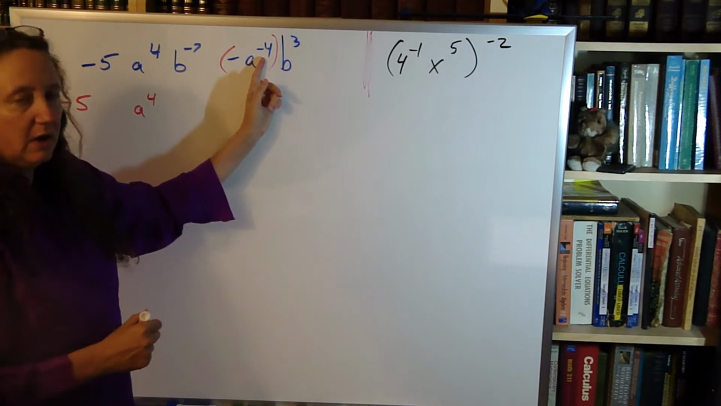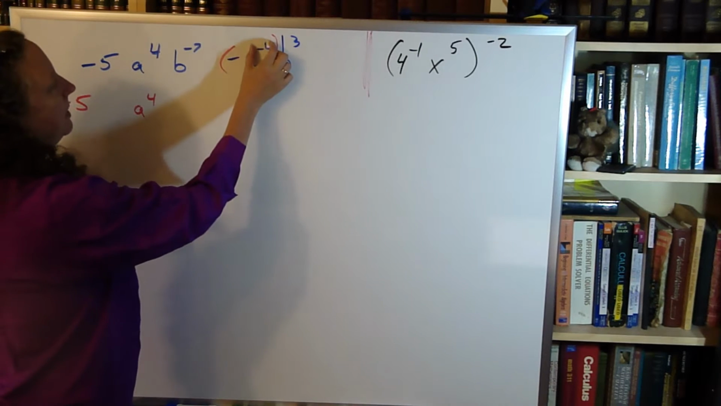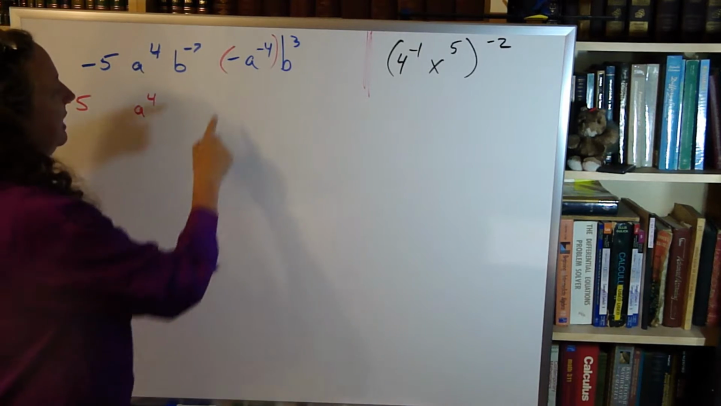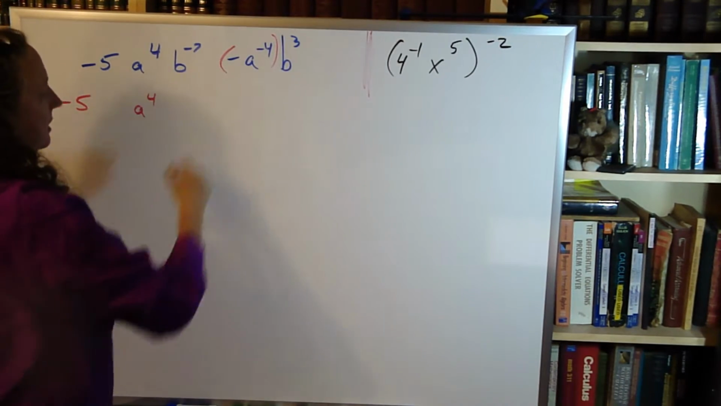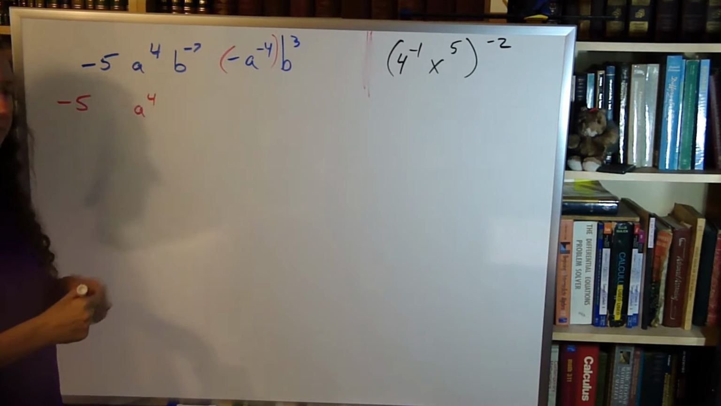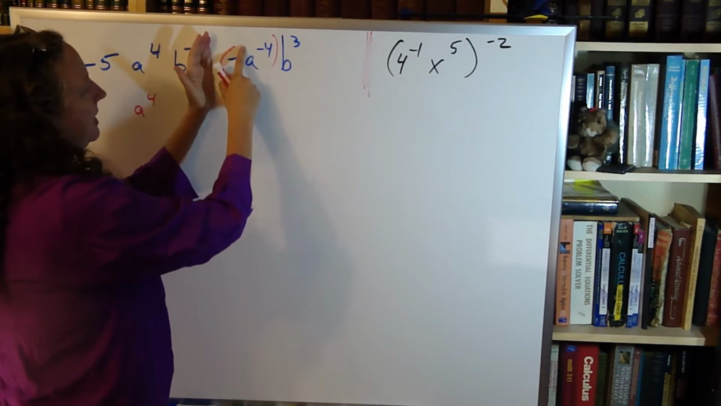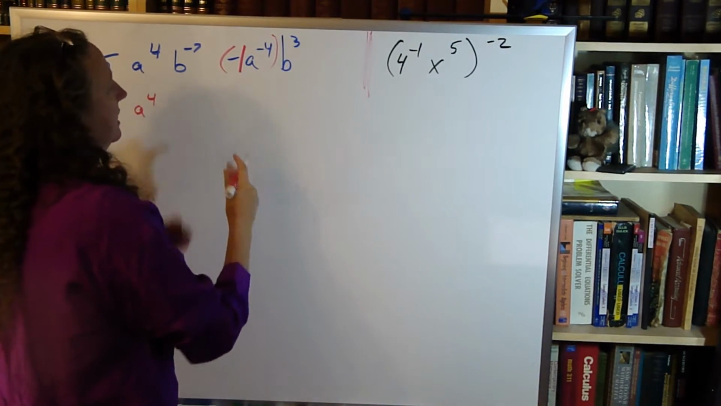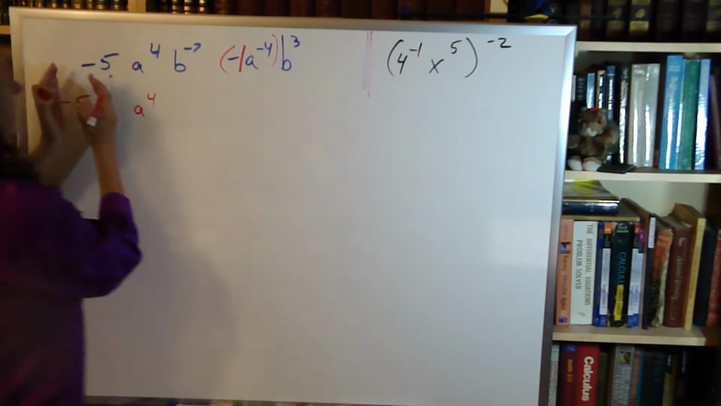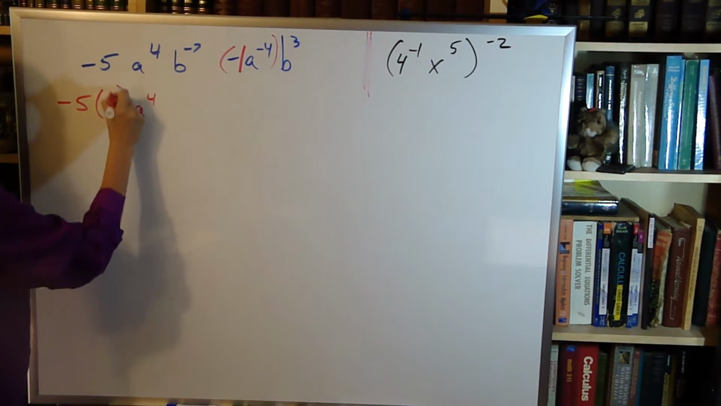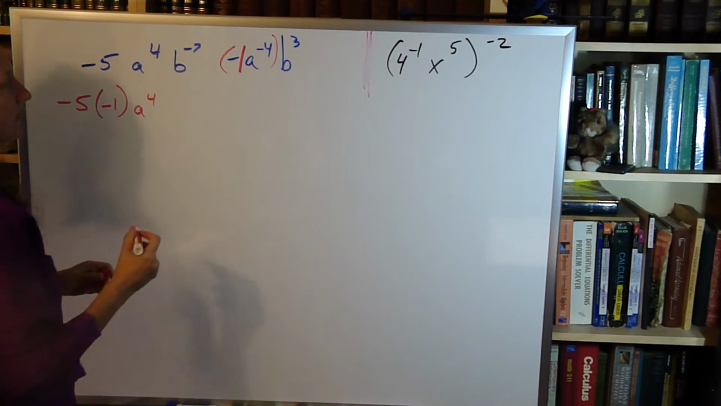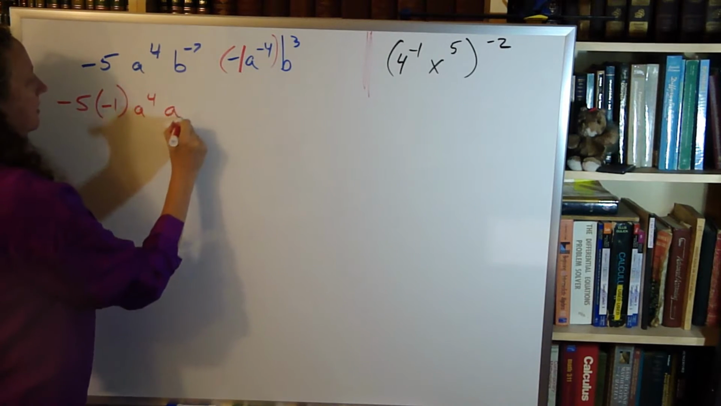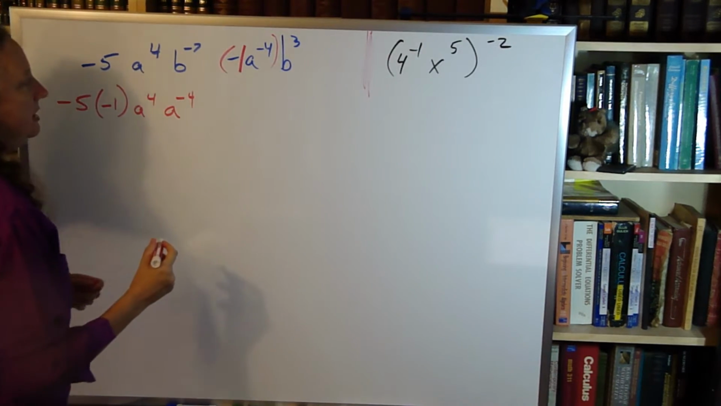The -4 is not on a set of parentheses. The -4 applies only to the A. So the negative sign is going to come out into the front. So what I'm going to do here is multiply in a 1, and then I'm going to pull that -1 out to the front. And then I'm going to take my A to the -4 and bring it down to my line.